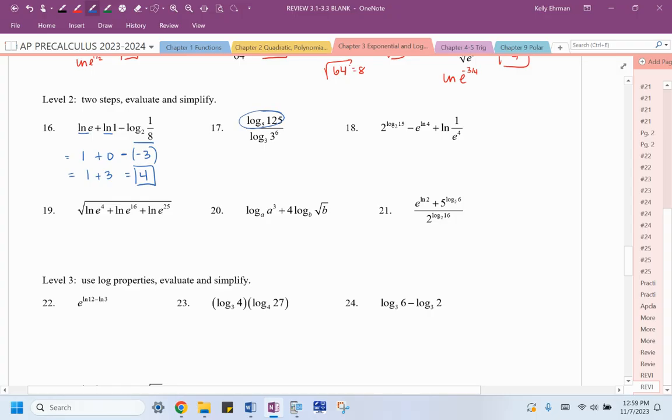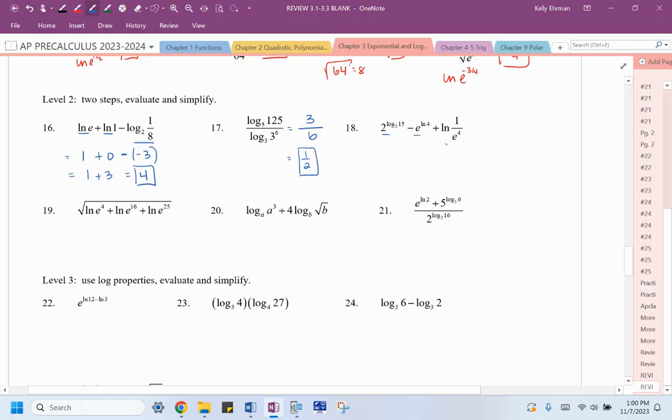Again, evaluate each log and simplify. You are not allowed to cancel logs out. That's not a thing, so those don't cancel. But you can say 5 to what power is 125? 3. 3 to what power is 3 to the 6th? Well, you can see the 6 on there, so don't go figuring out what 3 to the 6th is. 3 over 6 is 1/2.